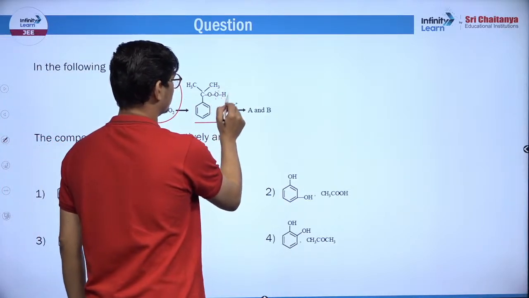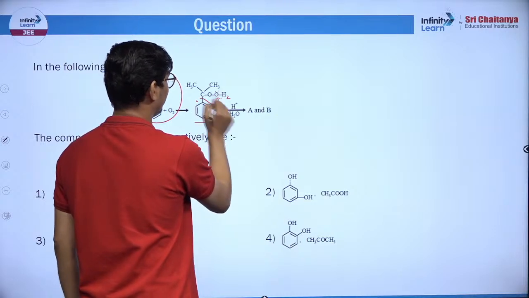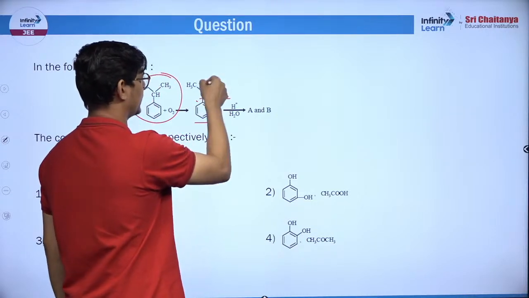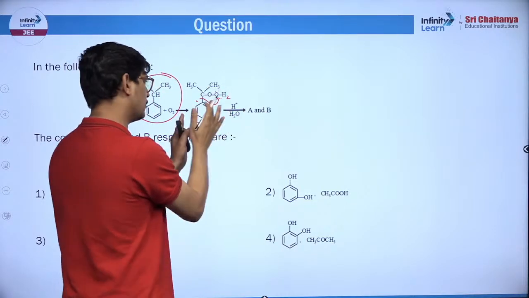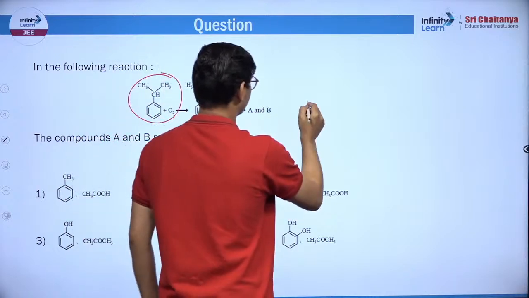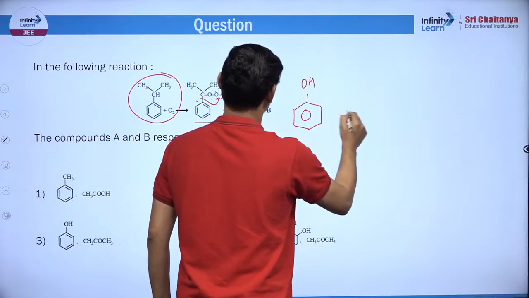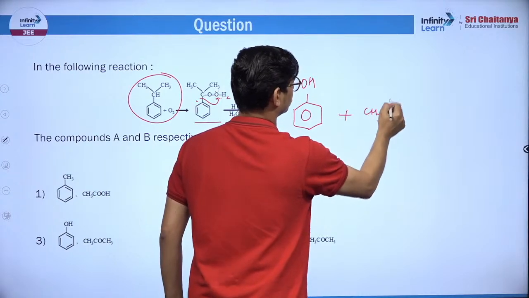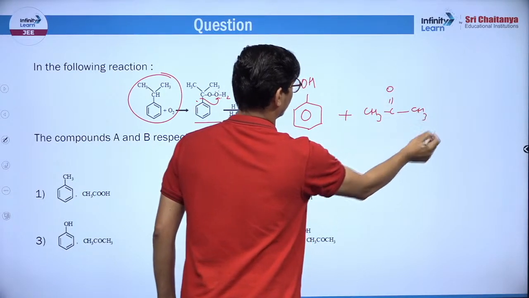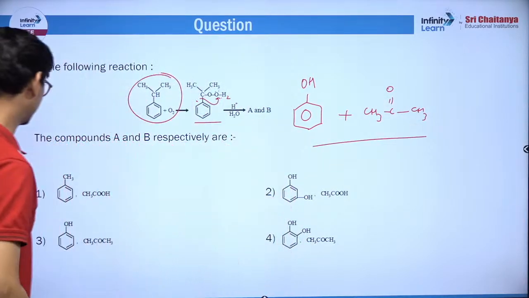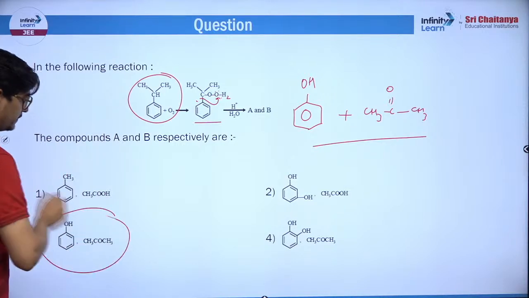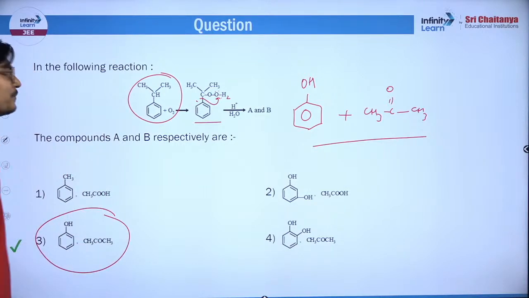You protonate this oxygen, water leaves, phenyl migrates, okay? Then water attacks on carbon. There is a lengthy mechanism. You guys know the end products of this reaction are phenol and acetone, right? So these are the end products, the compounds which are formed, phenol and acetone, right?